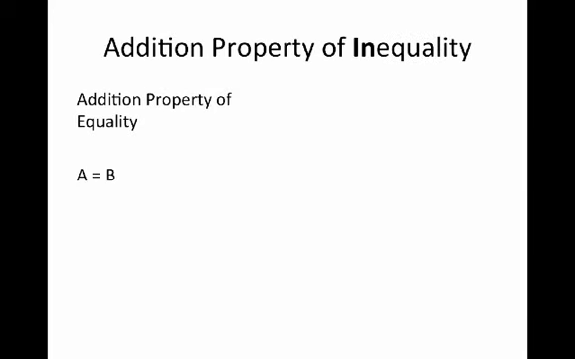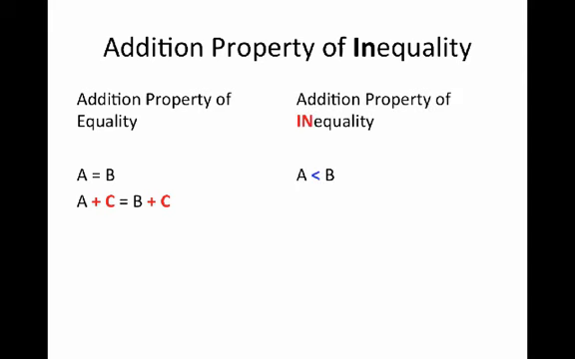The addition property of equality said that when we had an equation, A = B, and we added the same thing or subtracted the same thing to both sides of the equation, we still had a balanced or equivalent equation. The same thing is true with inequalities. If we have A < B and we add the same thing to both sides, we still have a balanced or equivalent inequality. Remember that addition and subtraction are paired properties, so you can either add or subtract the same thing to both sides of the inequality and you still have an equivalent inequality.